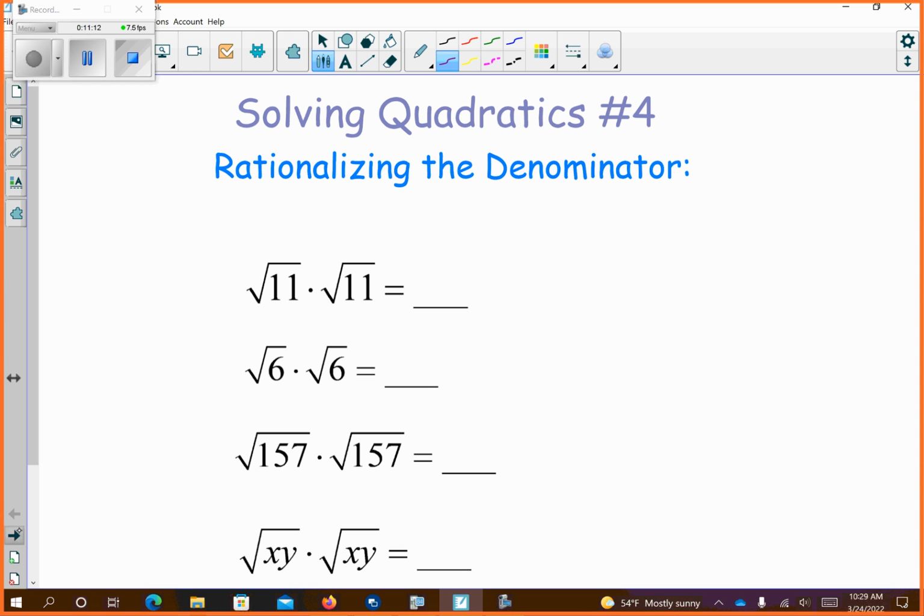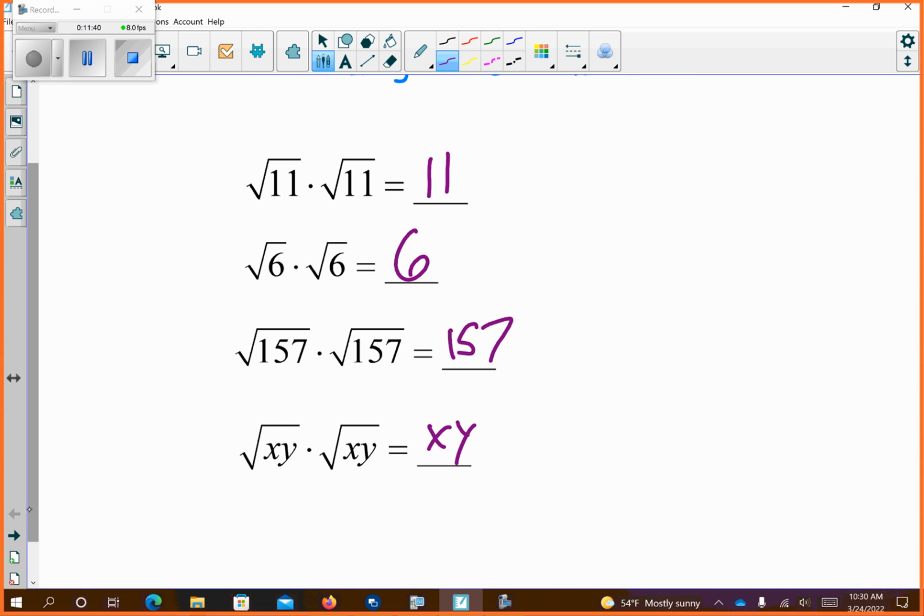So this is called rationalizing the denominator. Let's do this: what is root 11 times root 11? Just 11, right? And what's root 6 times root 6? Just 6. And what's root 157 times root 157? 157. What's root xy times root xy? xy. Do you understand why those are working that way?